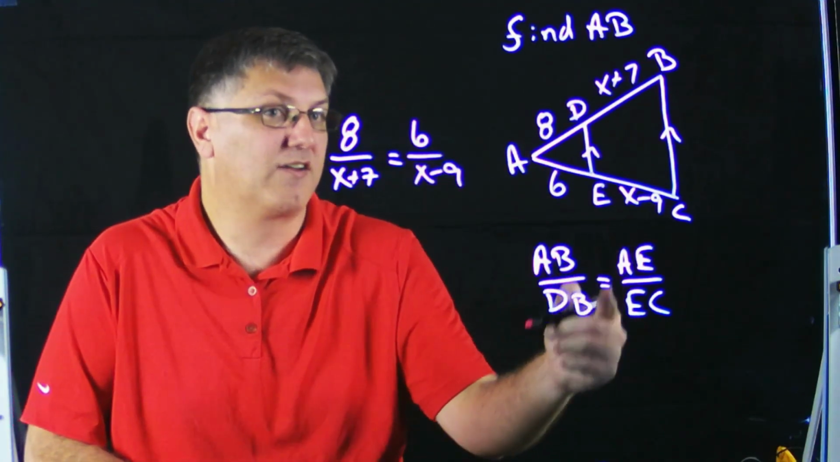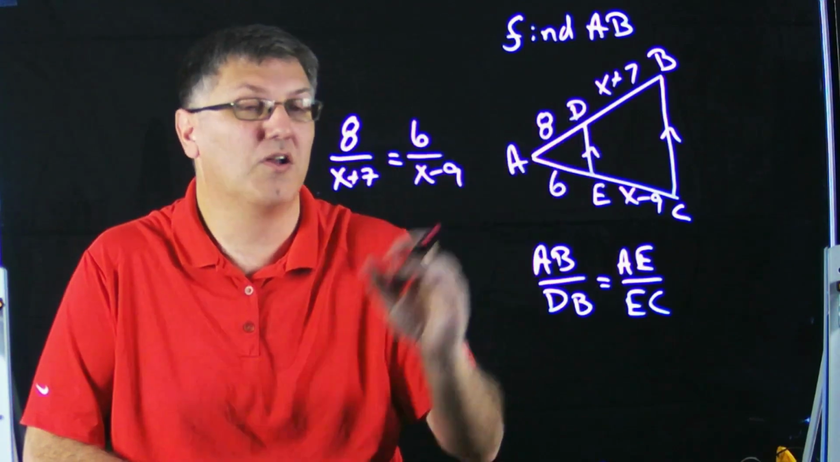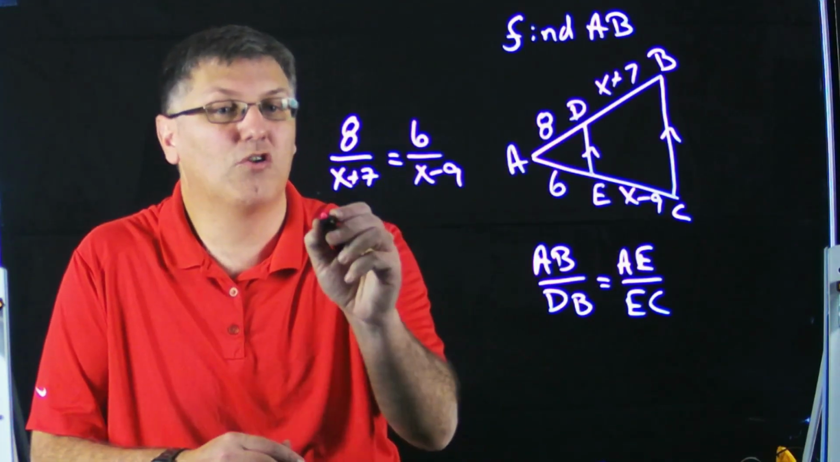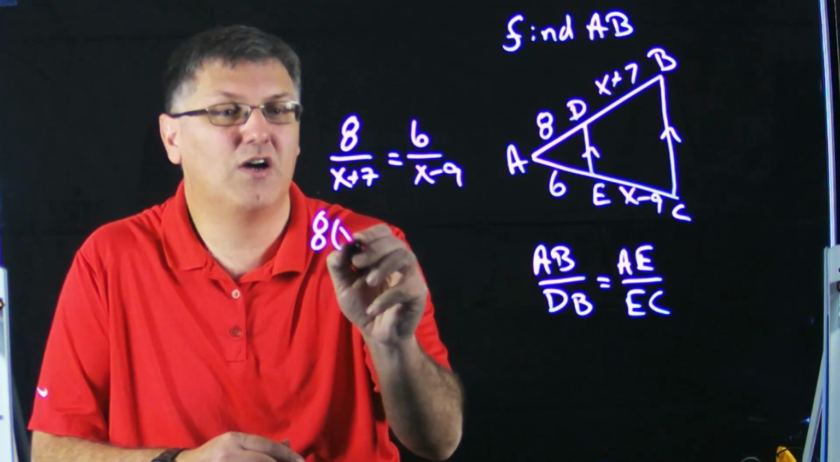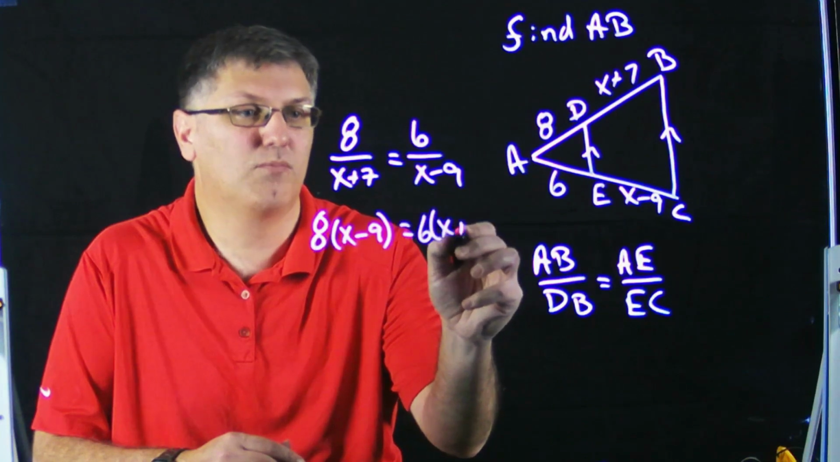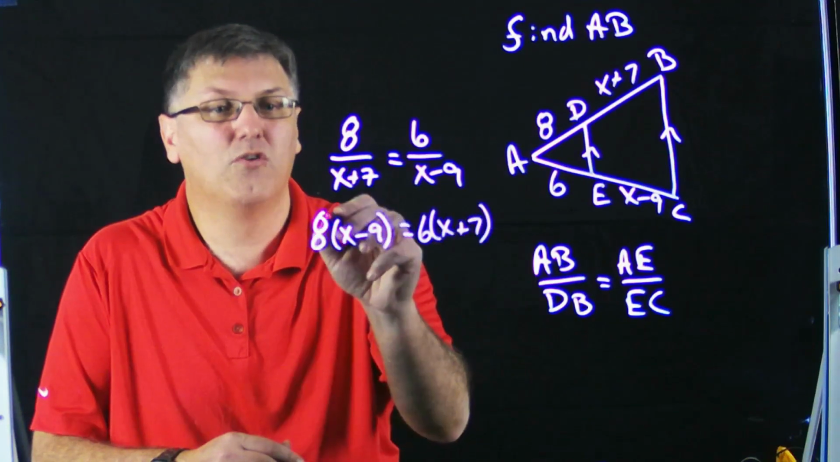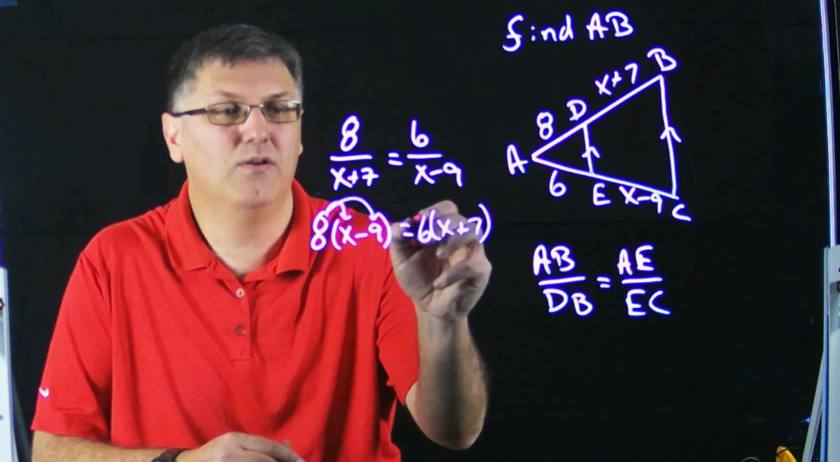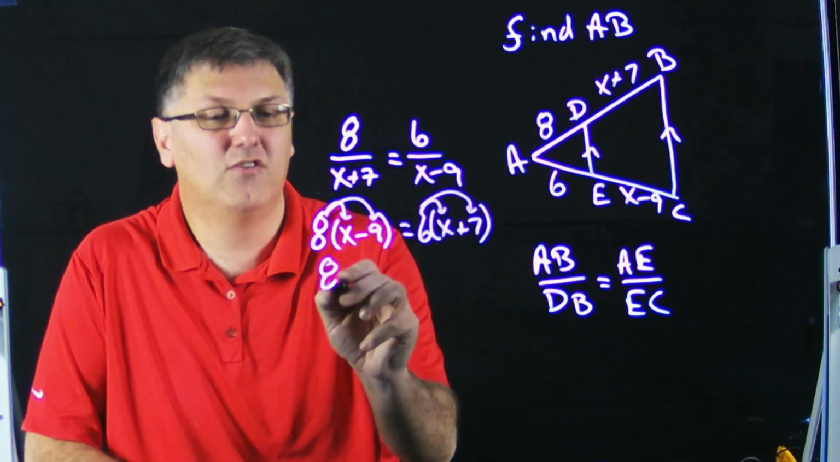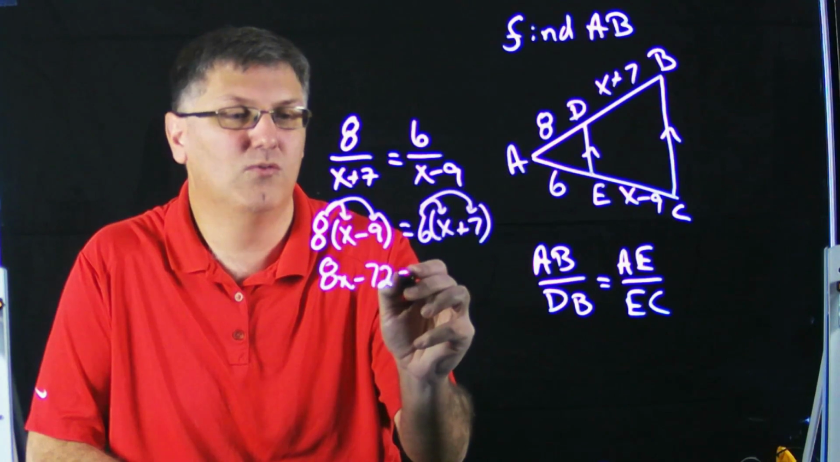You can write it out like this and then plug in the numbers, or you can just plug the numbers straight in. It's really up to you what you're comfortable with. From here, we're going to cross multiply. We're going to get 8 times x minus 9, and that's going to equal 6 times x plus 7. We're going to do our hippity-hoppity distributive property, which I stole from Ms. Posey. This gives me 8x minus 72.